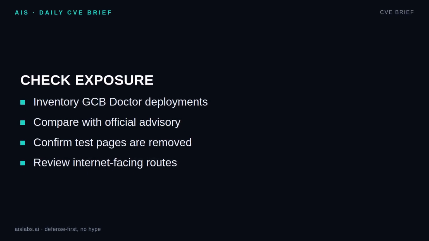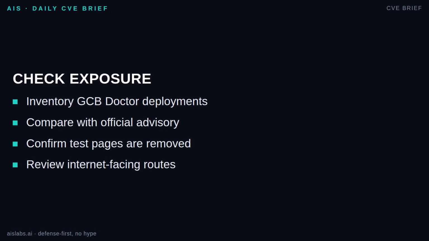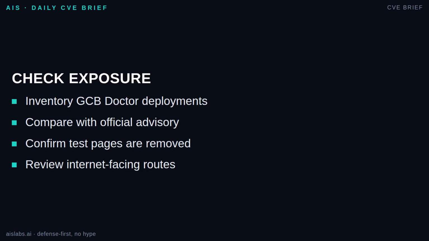To check exposure, start with asset inventory. Identify whether your organization runs Formosan GCB Doctor anywhere, including internal servers, hosted environments, disaster recovery systems, and older deployments that may not be in the main inventory. Then compare your installed deployment against the official advisory from the vendor or coordinating authority for exact affected versions and remediation guidance. Do not guess version status from memory, and do not rely only on whether the system is behind a login page. The CVSS vector says no privileges are required, so focus on what unauthenticated users can reach.